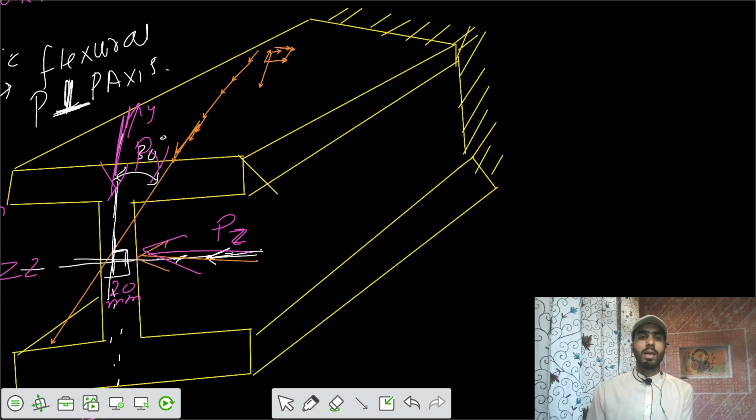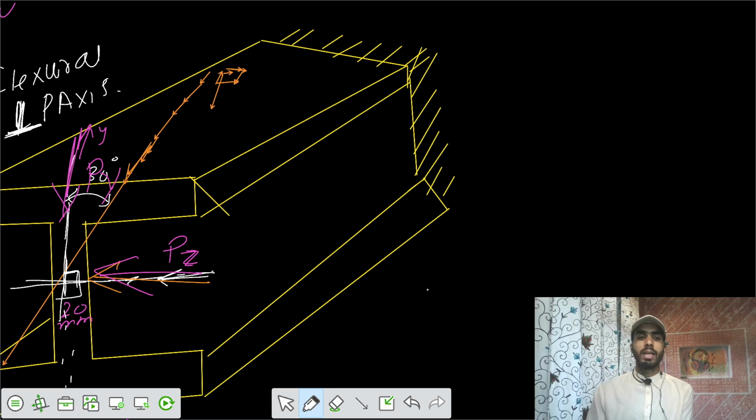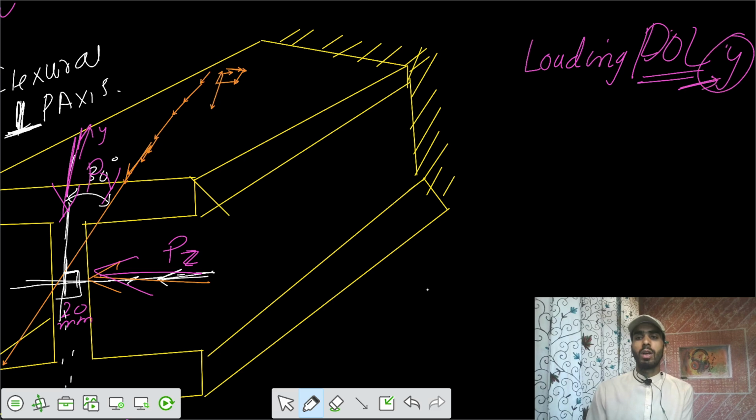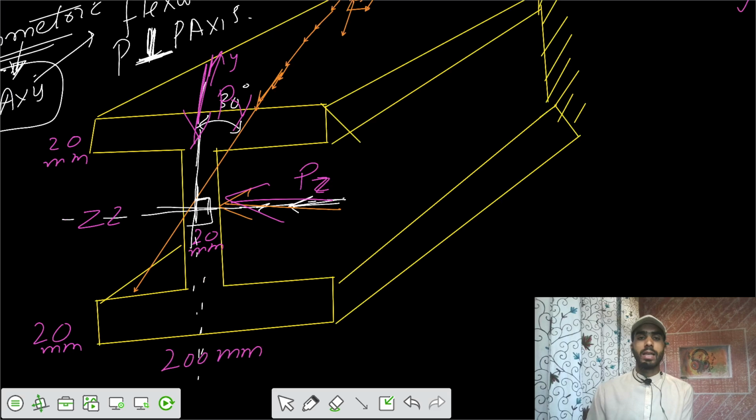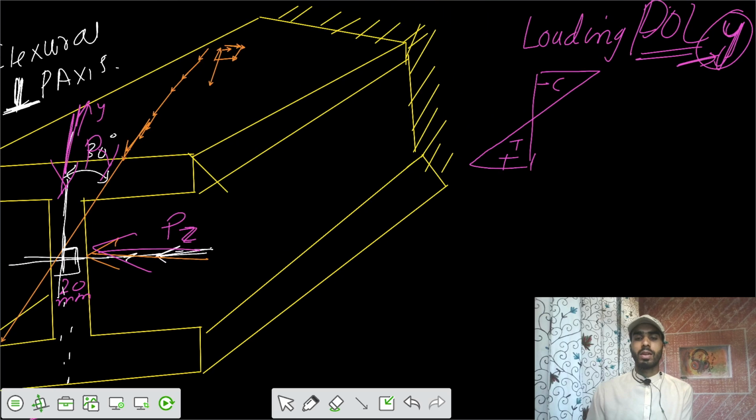Now for the derivation, we said the loading plane is the y plane, called the plane of loading. If you solve for y, then we said the top members are having compression and the bottom members having tension. Let's take tension as positive and compression as negative. Bottom fibers have tensile stresses and top fibers have compression. But this is not the case here.